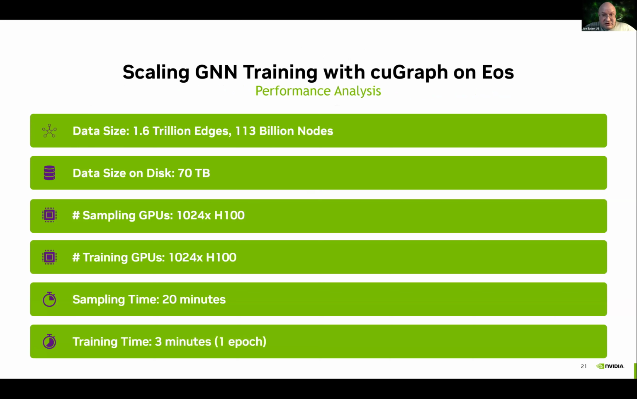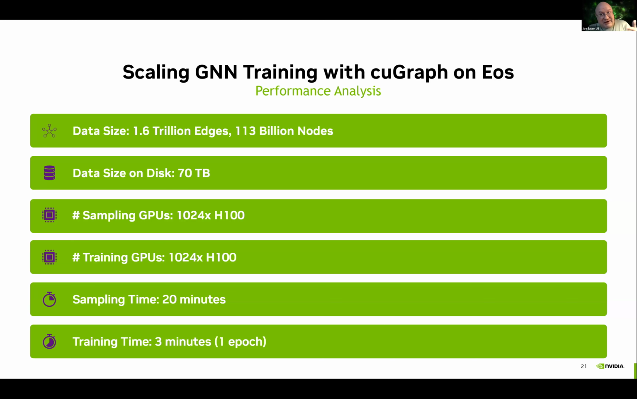We used 1,000 GPUs to sample the graph, to build little subgraphs, and 1,000 GPUs to train the neural network to produce the embeddings using GraphSage as the model. And this run would take us 20 minutes for sampling and 3 minutes for training. That's for one epoch, to update every node of the 113 billion nodes. We can update it with a new embedding, one epoch of training. It takes about 10 epochs to converge to a final answer, but that's what we can do. And that's very fast for a graph this size. This is probably a world record.